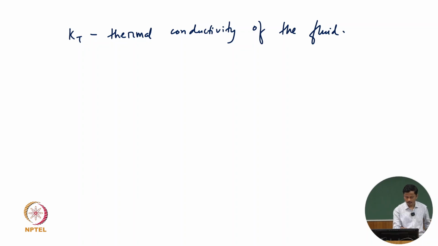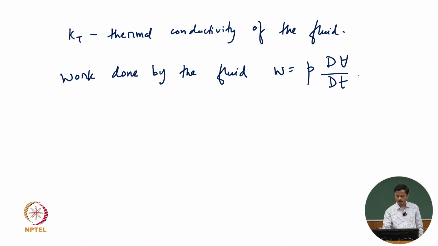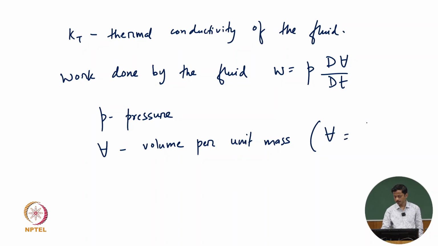The work done by the fluid due to expansion is P dV dt. Here P is the pressure acting on the system, and the V with a cap that I have written is volume per unit mass. That is, it is effectively 1/rho.